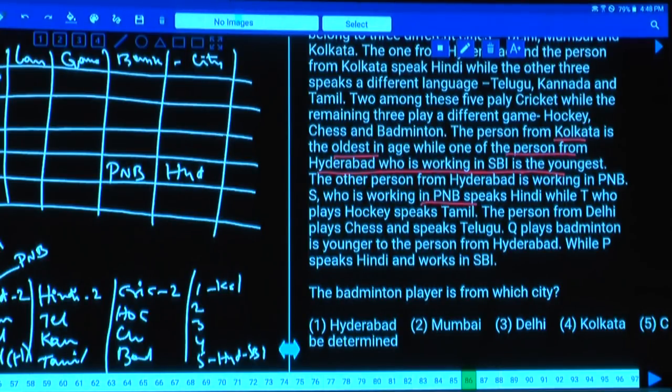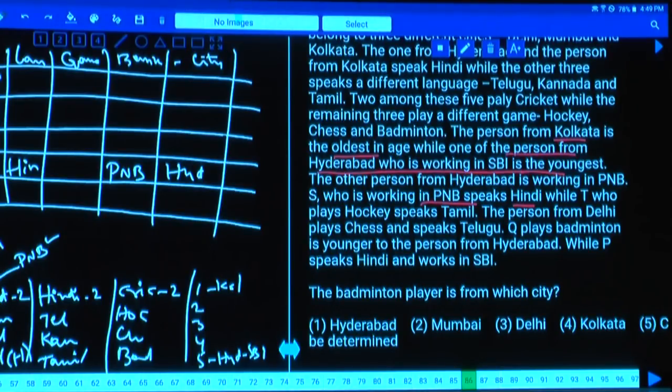S is working in PNB and speaks Hindi. Now, how many persons are speaking Hindi? There are two persons. Who are those two persons? One from Kolkata and another from Hyderabad.